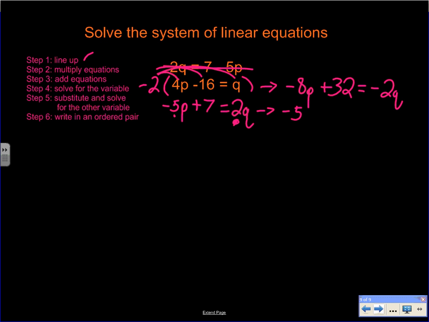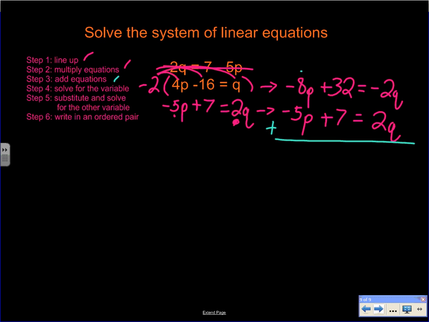Negative 5p plus 7 and 2q. So that's where we're at. We multiplied the equations if we needed to, and we needed to in that case. Next step says add the equations. Here are the two equations we have to be adding. Let's go ahead and add them.